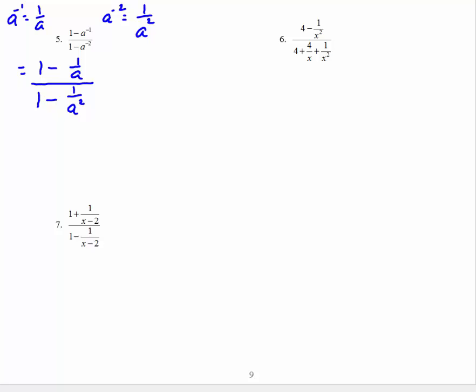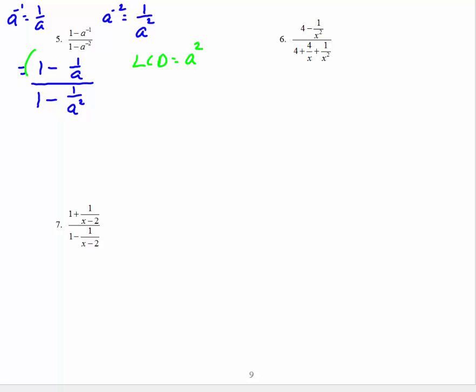So now we need to find which method we use, method 1 or method 2. This would be method 2. We have multiple fractions over multiple fractions, so we need to find our LCD. Looking at our denominators, we have an a and an a squared, so our LCD would be a squared.